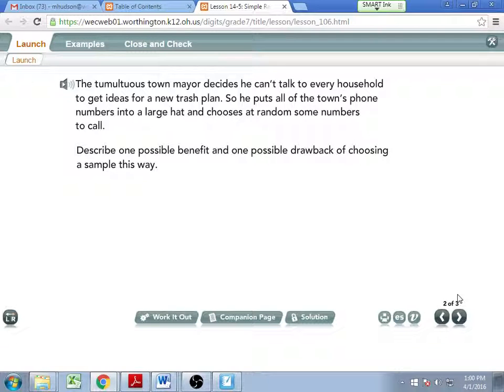So you want to collect a sample, right? Like the mayor. The mayor's trying to collect information about his trash issue. He has decided convenience wasn't really fair, and systematic had its issues. So he decided he's just going to randomly pick phone numbers, call those people, and ask them their opinions. What would be some benefits to this, and what would be some drawbacks? So again, pros and cons.